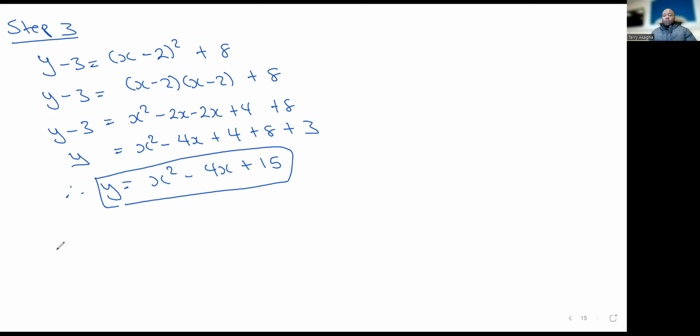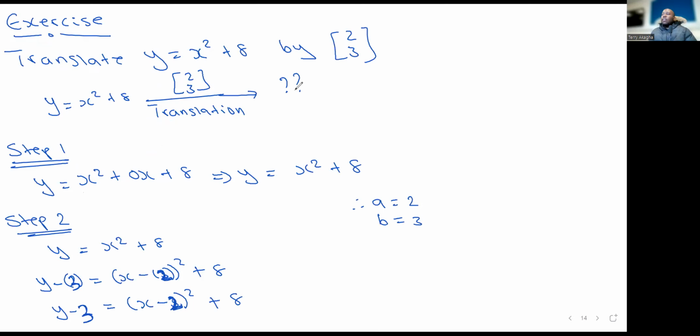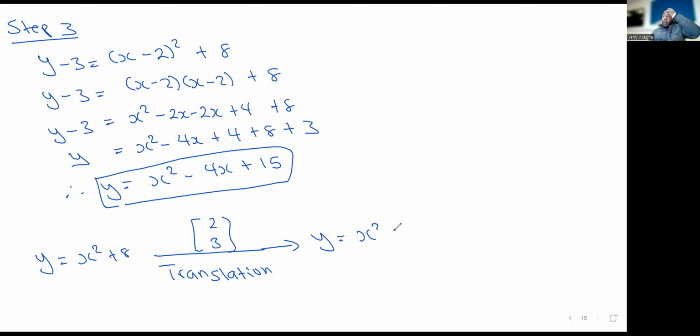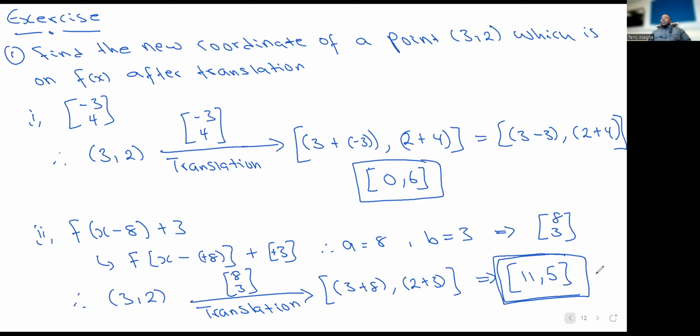Okay? So what we are trying to say is that when we have y is equal to the initial one, x squared plus 8, it's undergoing the translation of what? 2 and 3, okay? Translation. The new graph is going to be what? y will be equal to x squared minus 4x plus 15. Okay, that's step 3. Now, step 4 said you should what?